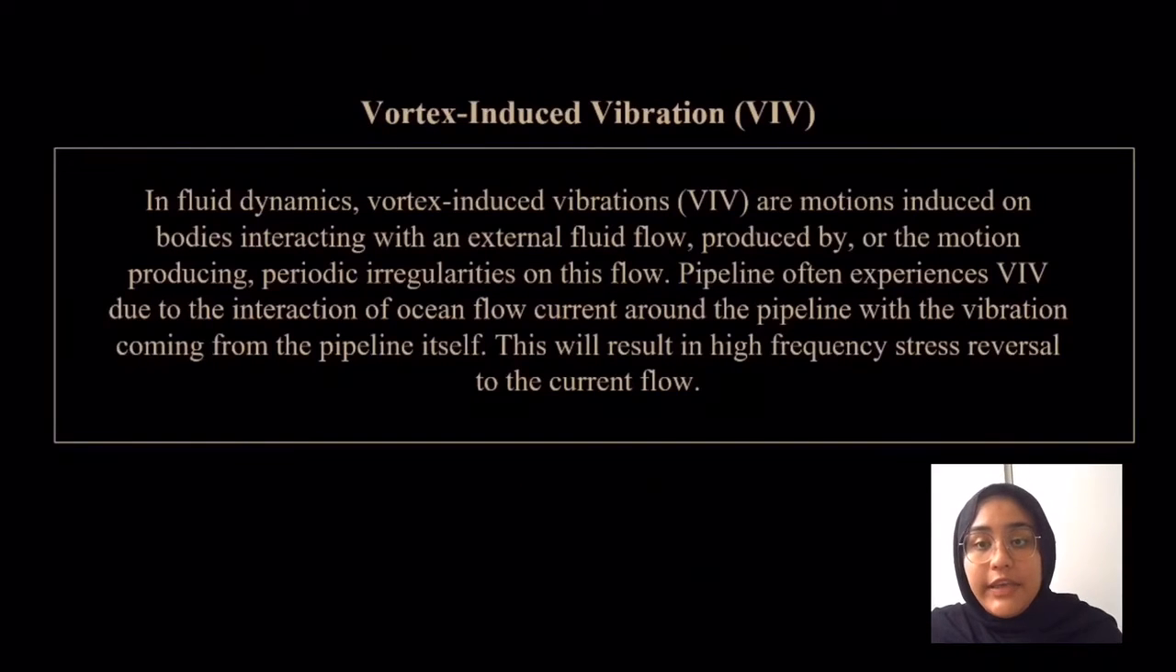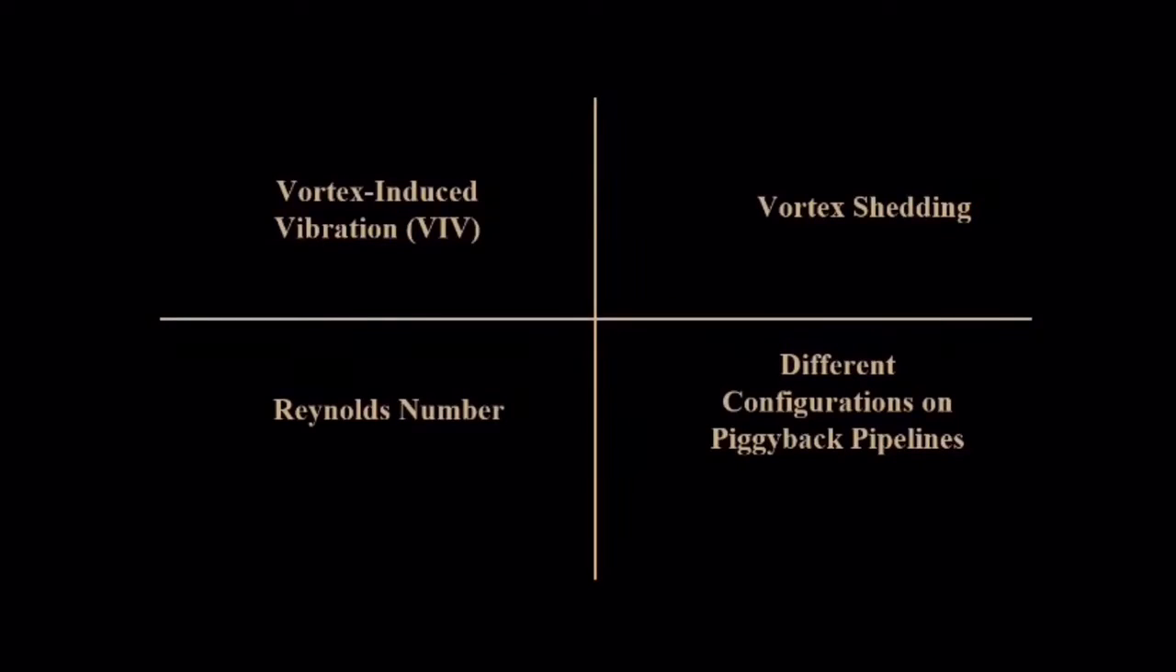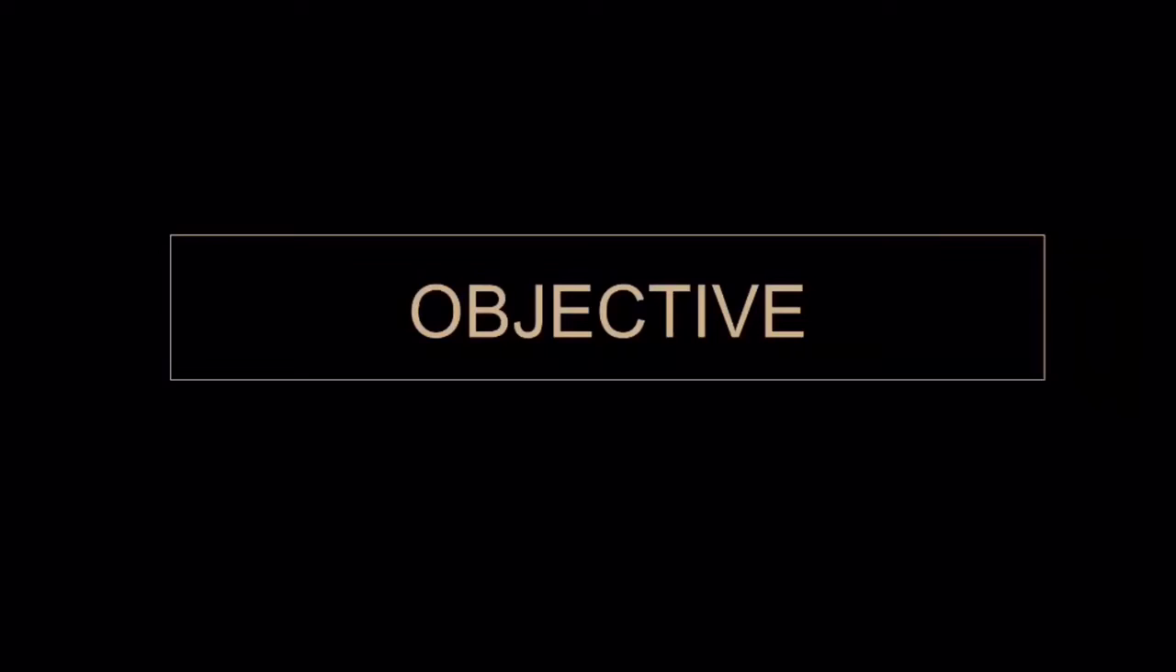Next is VIV. In fluid dynamics, VIV are motions induced on a body interacting with external fluid flow and the periodic irregularities in this flow. VIV often happens to pipelines, and this will result in high frequency stress reversal to the current flow. In short, there are four important elements in my research. First is VIV, second is vortex shedding, then we have Reynolds number, and last but not least is different configurations of piggyback pipelines.